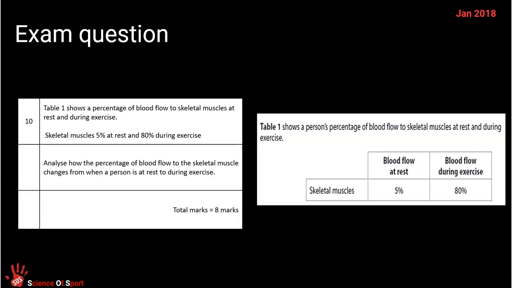Questions can be, though, more involved. So here's an analyse question. It gives you a bit of information, actually gives you a blood flow percentage chart. So at rest, the skeletal muscles only get about 5% of the blood. In exercise, they get 80%. And you've got to analyse essentially how and why that occurs, which is what I sort of talked through.